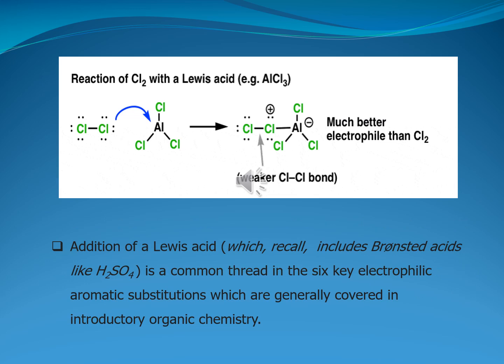Let's see how the Lewis acid, that is aluminum trichloride, converts the chlorine molecule into a much better electrophile than the chlorine molecule. So you can see over here in this example, the lone pair electrons of the chlorine molecule are donated to the electron deficient species, that is the aluminum atom within the aluminum trichloride, making it a much better electrophile than chlorine in the form of an intermediate, in which we can observe a weaker chlorine-chlorine bond. So addition of a Lewis acid, which recall includes Bronsted acids like concentrated sulfuric acid, is a common thread in the 6 key electrophilic aromatic substitution reactions, which are generally covered in introductory organic chemistry.